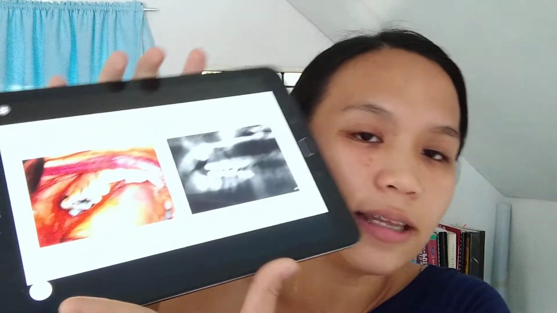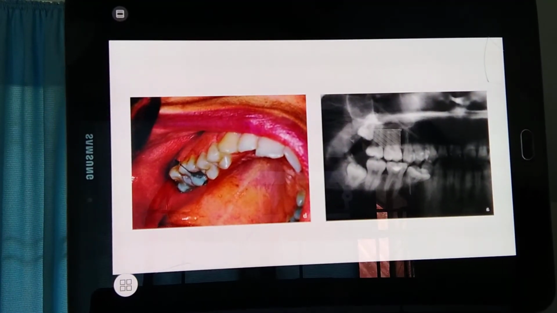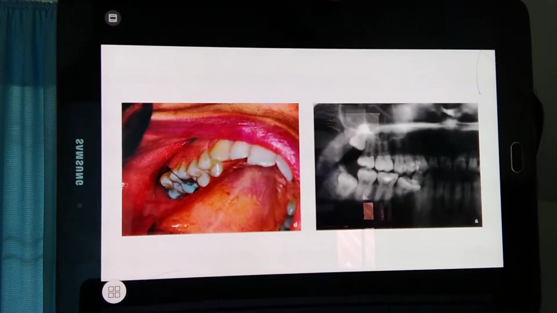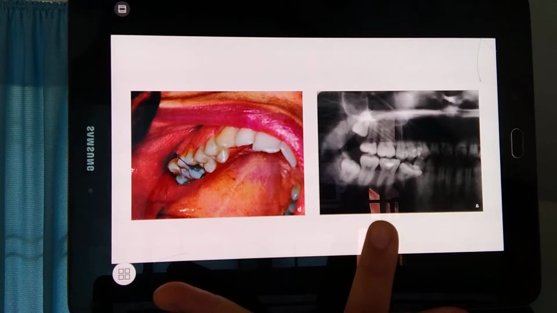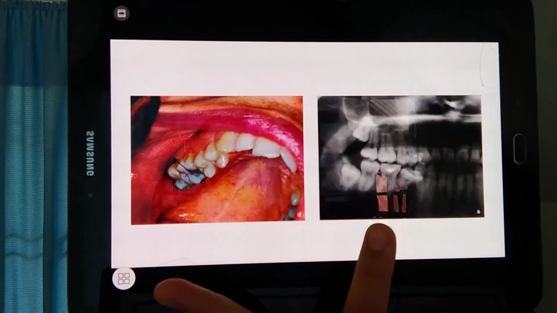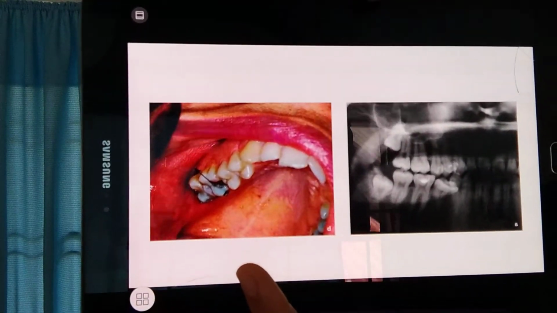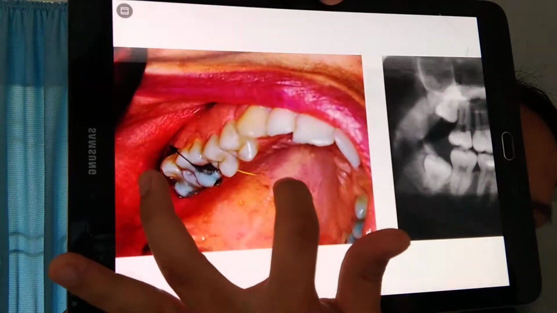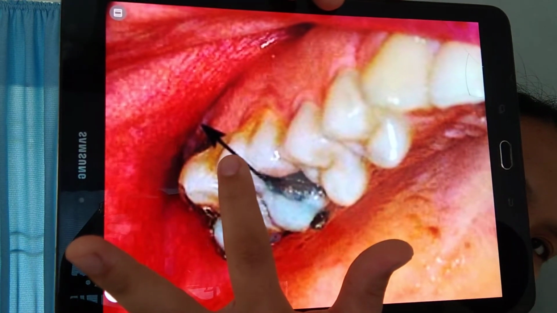Now, to the procedure itself. The case that I'm going to present to you is the procedure for removing the impacted third molar, as follows. For this case only, okay? Now, this radiograph here shows a maxillary third molar with a distoangular impaction. And this one is the clinical photograph of the case shown in the radiograph. As you can see here, there's the third molar.